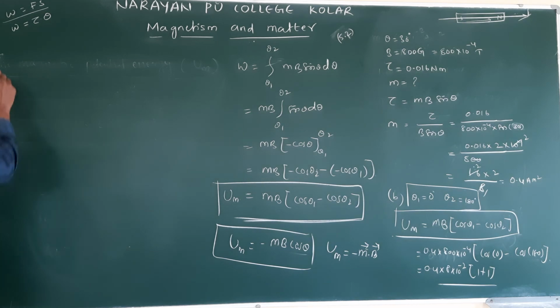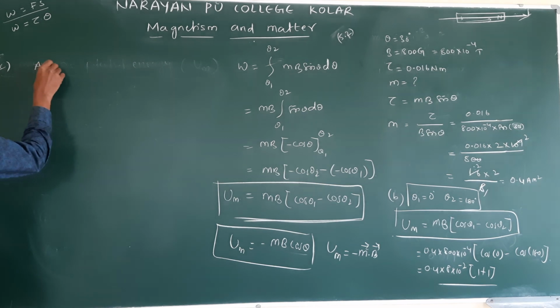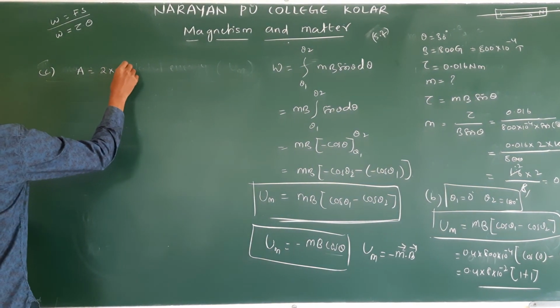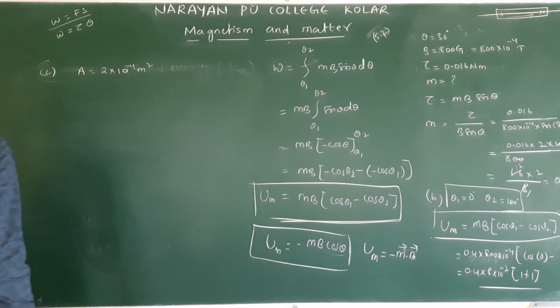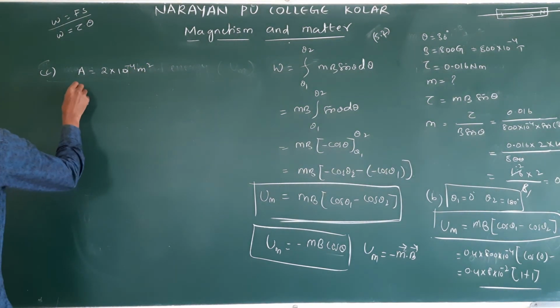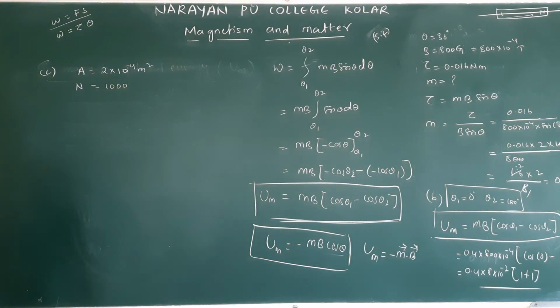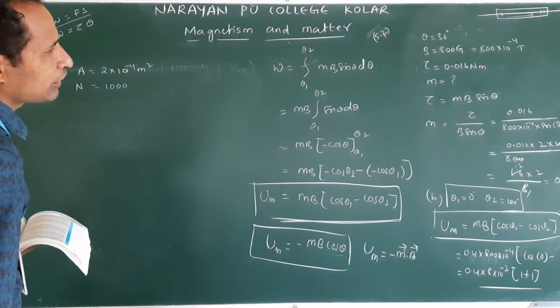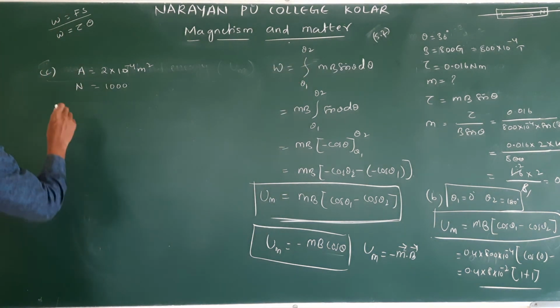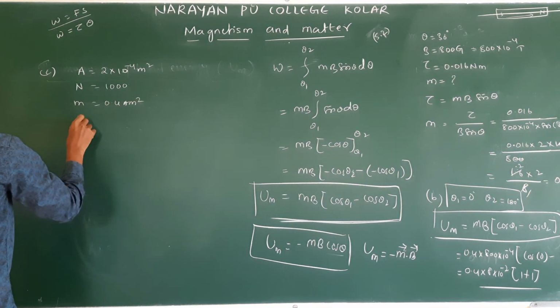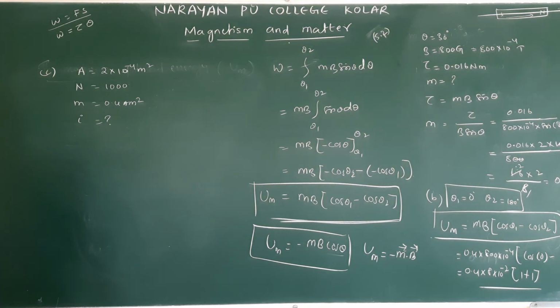First write down, this is question C. The area of the cross section, capital A, is equal to 2 into 10 power minus 4 meter square, and the total number of turns, N, is equal to 1000, and it has the same magnetic moment. What is the magnetic moment of the magnet? Already we have done that. M is equal to 0.4 ampere meter square. The current they are asking. Clear?